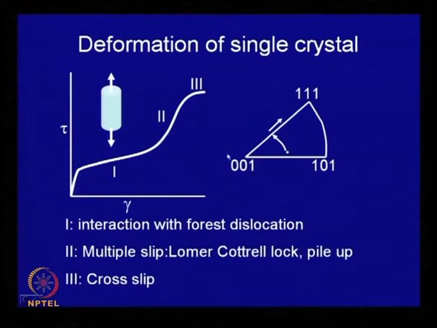Now, finally, it is quite possible that as you go on increasing the shear stress, you will reach a case where many of these dislocations, which may have split into partials, when the shear stress becomes large enough, some of these partials can come together and join and form a perfect dislocation. And if this dislocation has a screw character, it can cross slip onto another plane. When this mode becomes operative, that cross slip, then there is some amount of strain softening, that is stage 3.